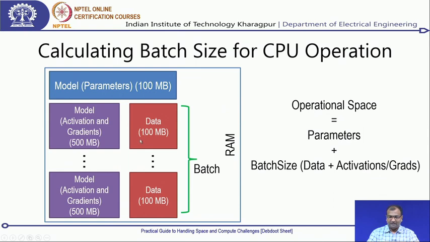So, for me it is something like this: my data size is 100 MB, my activation and gradients are 500 MB. So, this makes it 600 MB, and now say that I have a batch size of 10. So, it is 600 MB times 10, which makes it 6 GB over here, and I have 100 MB of model space over here. So, my total operational space requirement is 6.1 GB as of now. Now, typically if your CPU system has about 8 GB of RAM, you would see that your system operations and your operating system itself is going to consume roughly about say 1 to 1.5 GB of space.